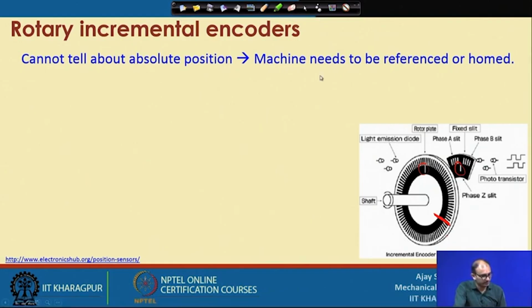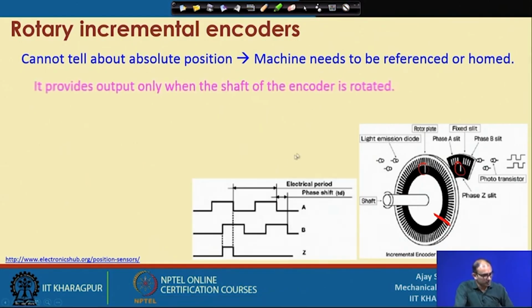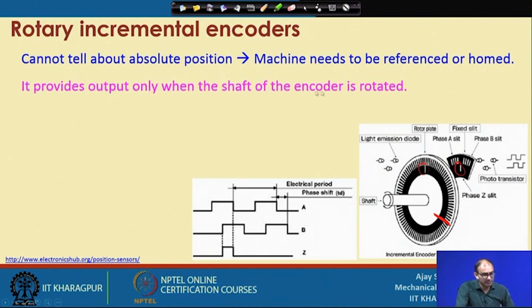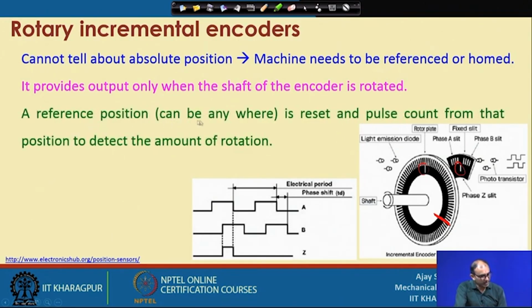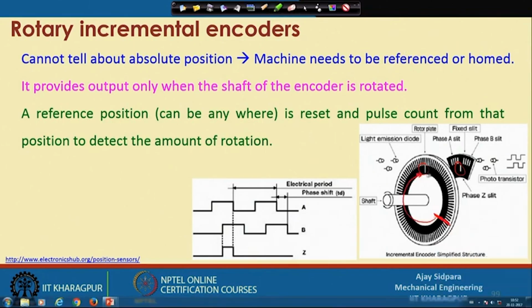So that is one problem with this particular incremental kind of encoder. It provides output only when the shaft of the encoder is rotated. That is obviously correct, because if your shaft is not rotating, you will not get the output. So a reference position can be anywhere and is reset. Suppose it is here, then it will be reset, and the pulse count from that position is detected. This location will go to that reference, and then it will get the signal. The pulse count will start giving position once it detects this particular Z pulse.